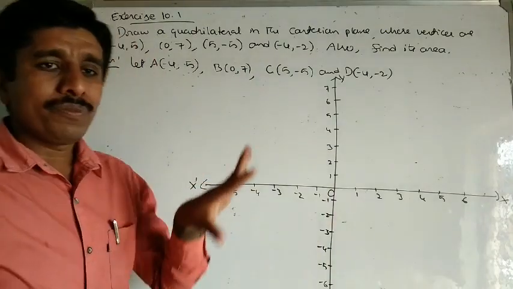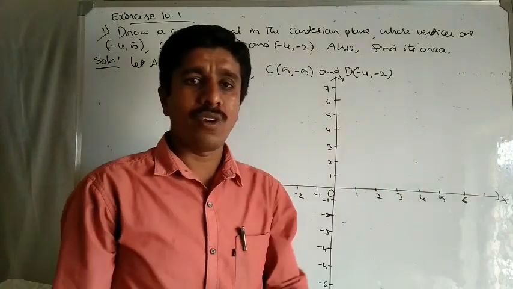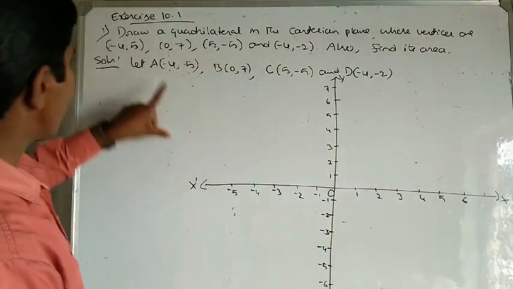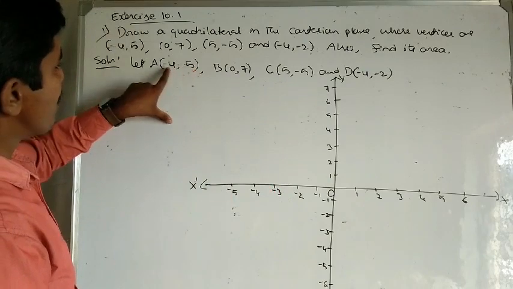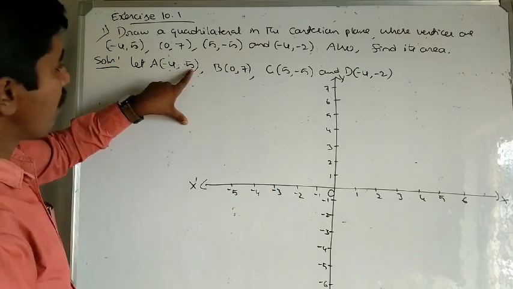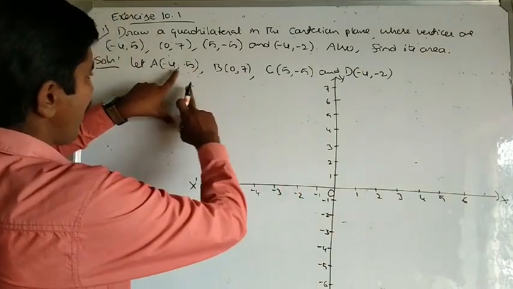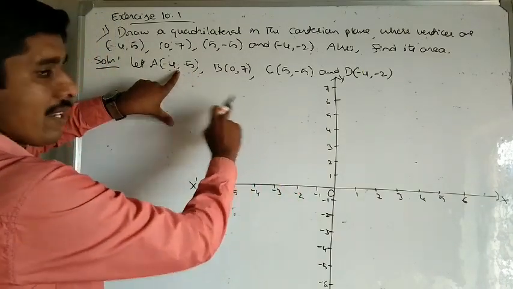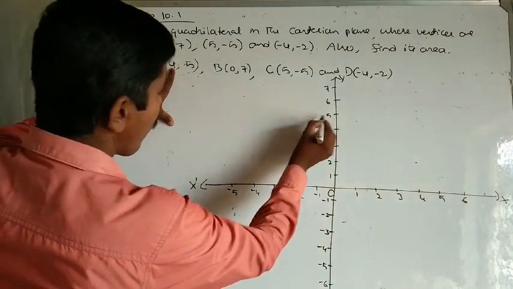First I am going to mark the points in the xy plane and then draw the quadrilateral. Here, A point: first I am marking (-4, 5). Here x equal to minus 4 is negative, y equal to 5 is positive. X negative, y positive means clearly this point lies in the second quadrant. X equal to minus 4 here and y equal to 5 here.